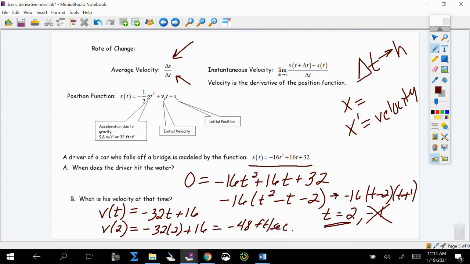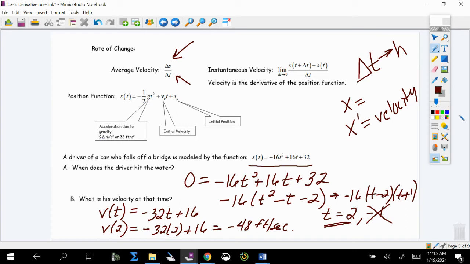So let's talk about the negative for a second. It should not surprise you that it's negative because velocity has a direction. And what this negative is telling me is that it is heading downwards, and it is also telling me that it's getting closer to the water. So the reason that it should be negative is because of the direction the car is moving.